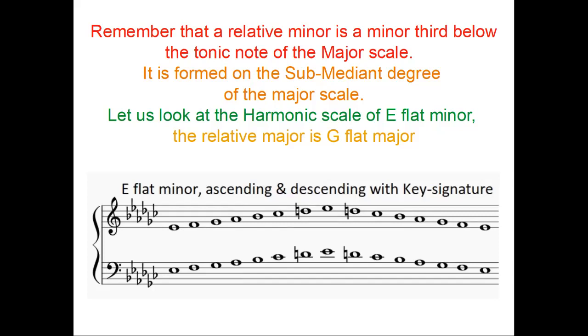So let us look at the harmonic scale of E flat minor. Now the relative major of E flat minor is G flat major. Now G flat major has got 6 flats. E flat minor ascending and descending with key signature. And if you look at the example below here, you'll notice that this is the harmonic minor scale, and we can tell that because the 7th degree is raised on the way up and the way down. You can see that near the top, that D natural, it would have been D flat, it's now D natural, and that makes it into the harmonic minor scale. Without that D natural, it would have been an Aeolian minor scale or a natural minor scale.